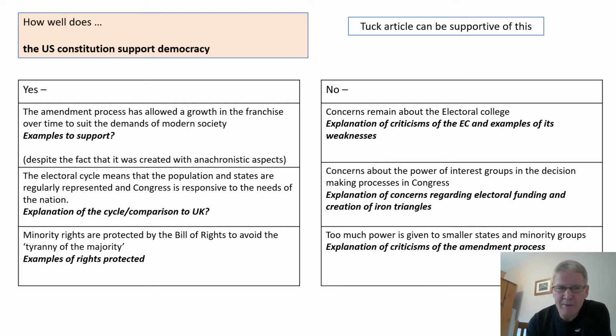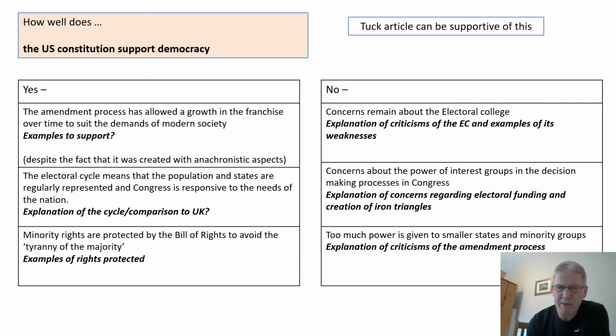Secondly, we talk about the electoral cycle. That's you, again, explaining the way in which the Congress is elected, the 2-year cycle for the House of Representatives and the 6-year cycle for the Senate, but also the fact that it's elected in thirds. You can then compare to the UK and the nature of the House of Lords, but also the way in which there's a Fixed-term Parliaments Act now in place.